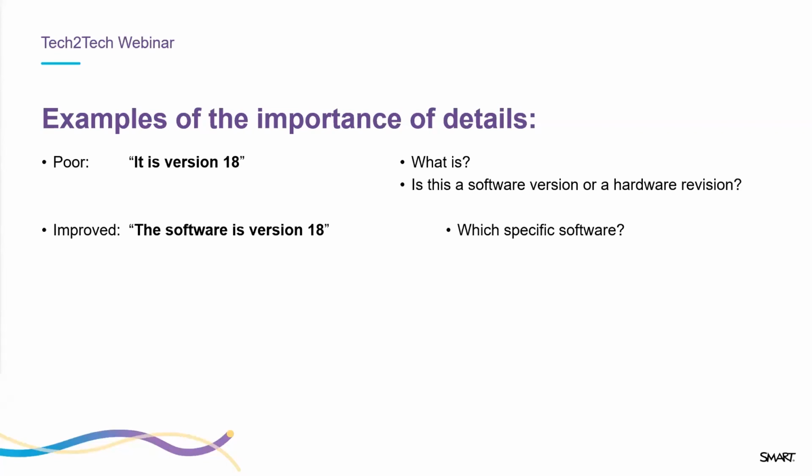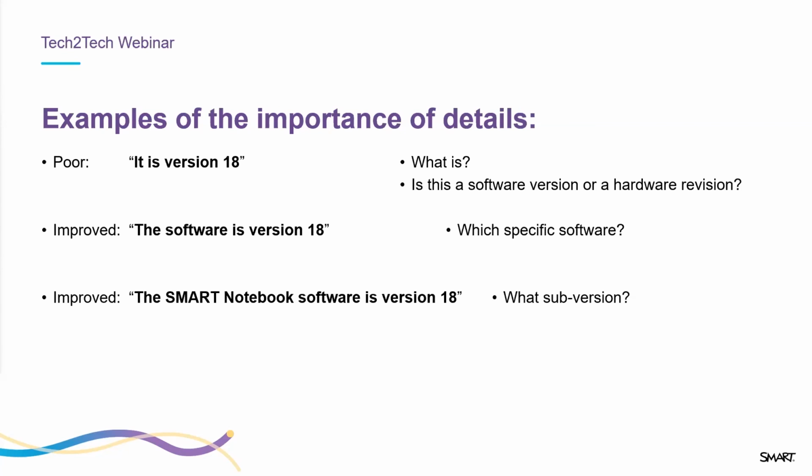We know that today's Smartboard interactive displays include an IQ embedded system, and they can also be used with other software like Smart Notebook, Smart Meeting Pro, Smart Product Drivers, Smart Ink, and more. So an improved statement would be, the Smart Notebook software is version 18. This is great, but it can be improved even more by identifying which specific subversion.